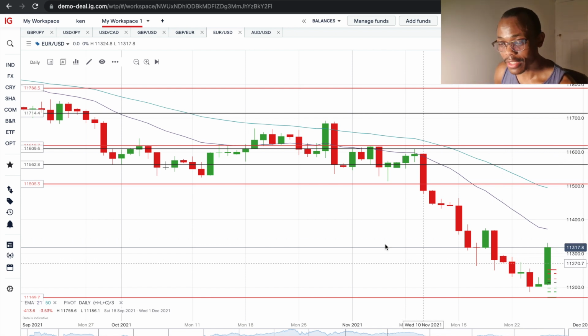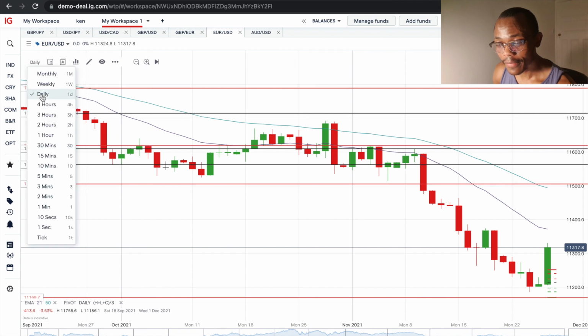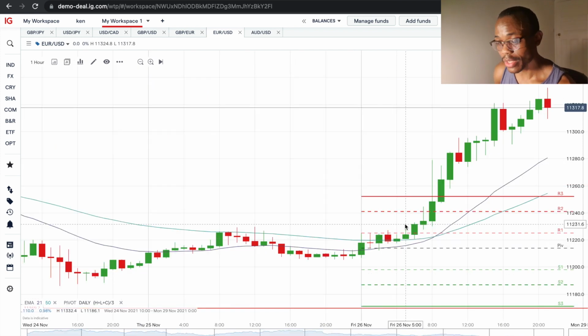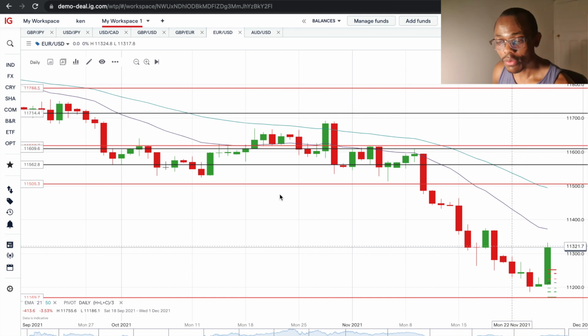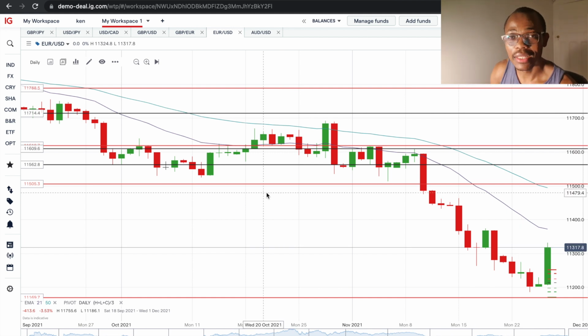So someone would enter this market, come to the hourly, and go up because clearly it's going up. But the problem is they will not have known that on the daily, this market has been going down. That's why we do what we call multi-time frame analysis. Look at different time frames. Know what is happening outside.